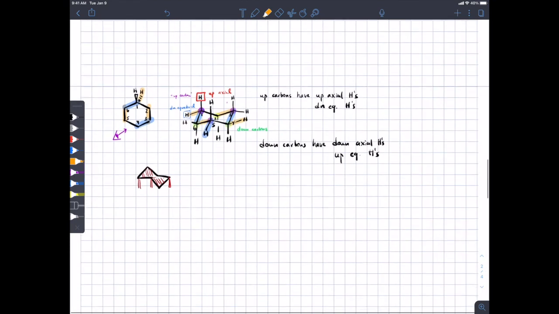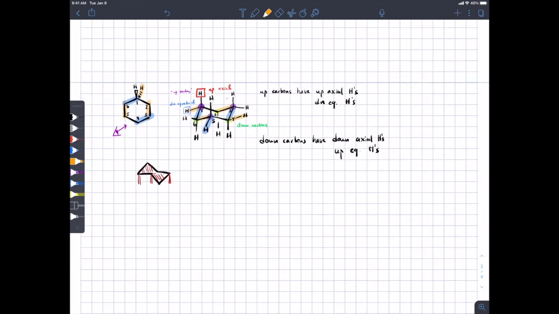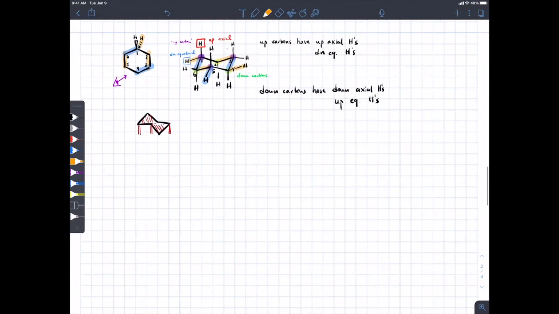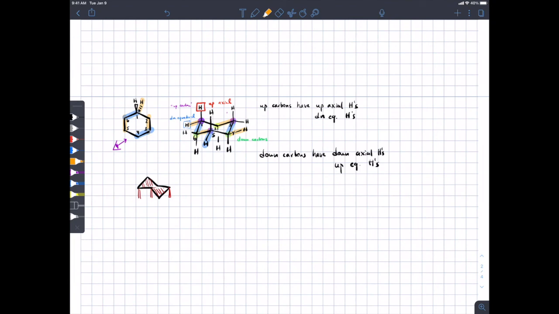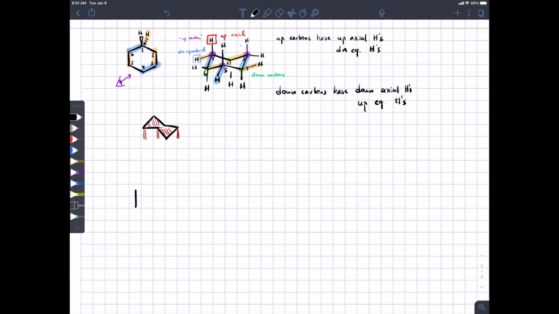All right, so that's sort of boring. What happens when we put a substituent on the cyclohexane ring? What if we replace one of those hydrogens with something else? So let's just make it a hydroxy group for now. Let's have the OH be up on carbon 1.